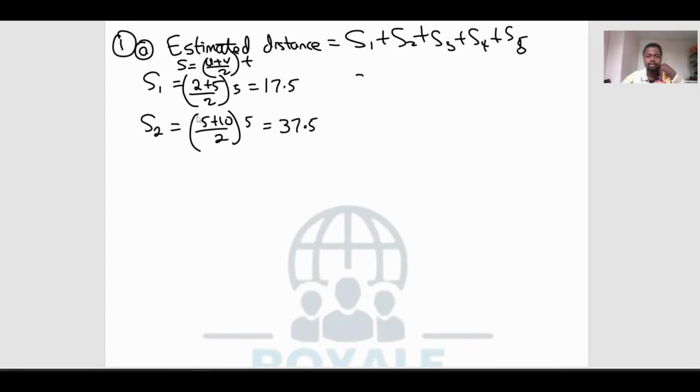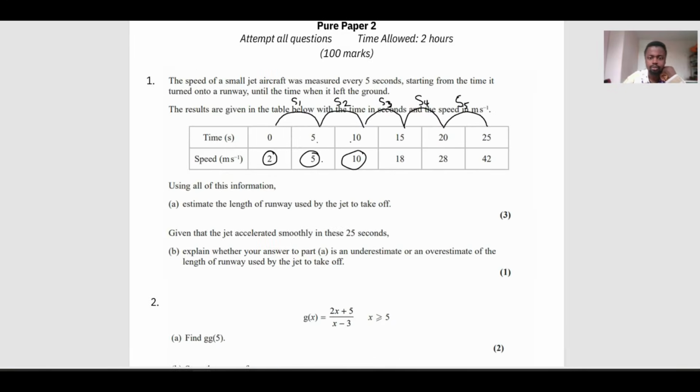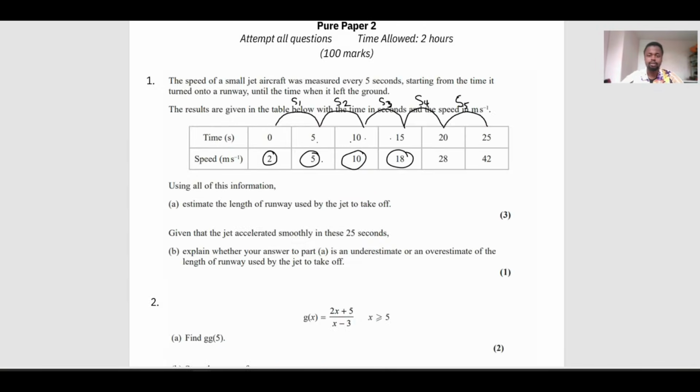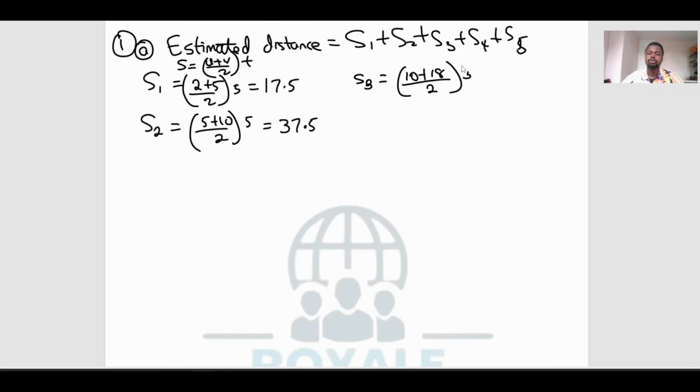Then we can find S3, which is going to go from 10 to 15. Our initial velocity this time is 10, while the final velocity is 18. So we have (10 plus 18) over 2 multiplied by the time, which is 5. This gives us 28 over 2 times 5. That should be 14 times 5, and that should be 70.